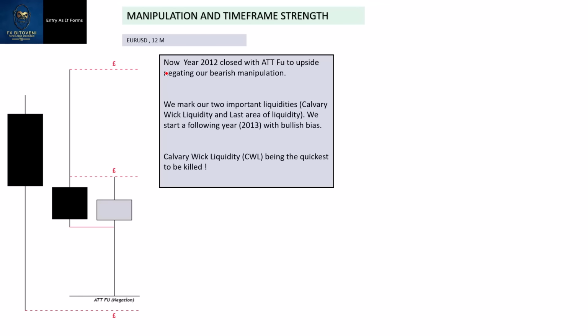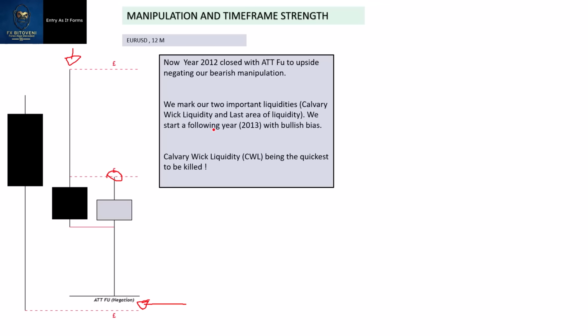Back to this. Now, year 2012 closed with anti FU to the upside, negating our bearish manipulation. You can see this. Negation here. This is a negation, anti-FU negating. Remember, this was a manipulation to the downside, then it is negated here. Where is our Calvary week liquidity? Our Calvary week liquidity is now here, if you can see that. We mark our two important liquidities, Calvary week liquidity and the last area of liquidity.